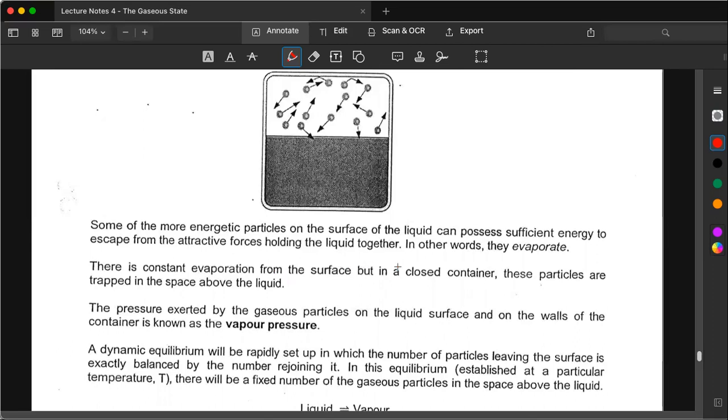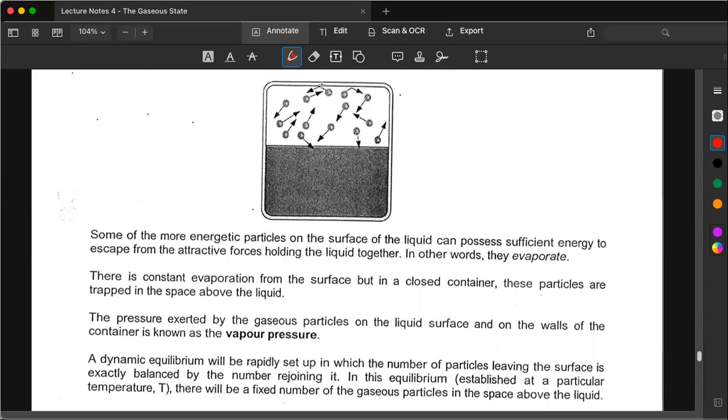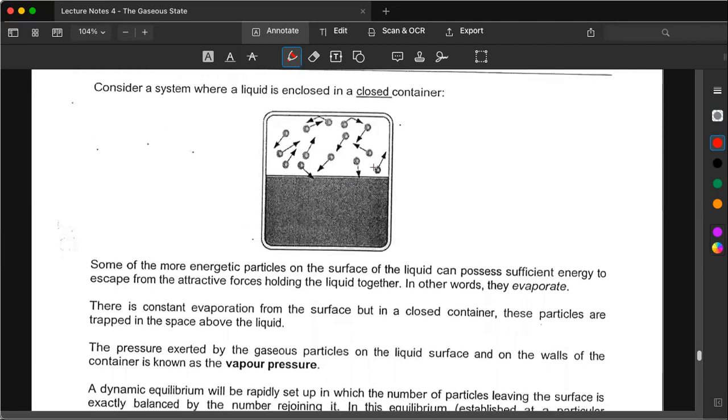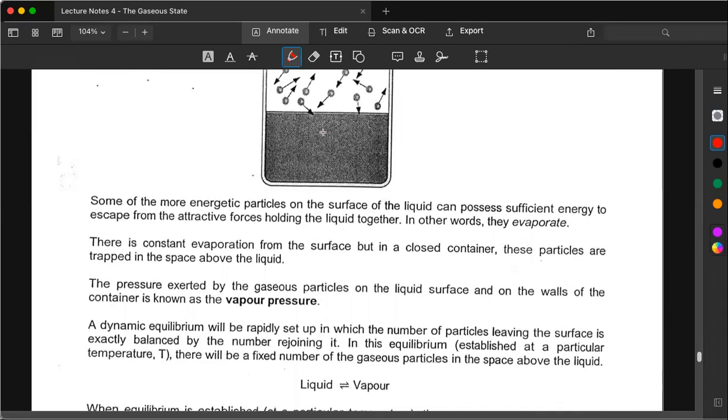But in a closed container, the particles are trapped in the space. They cannot be released. Because they cannot get released, the gaseous particles will exert pressure on the liquid surface. This pressure is called vapor pressure, and they are also exerting pressure on the walls of the container. So it's related to how many gas particles are there. The more particles, the higher the pressure.